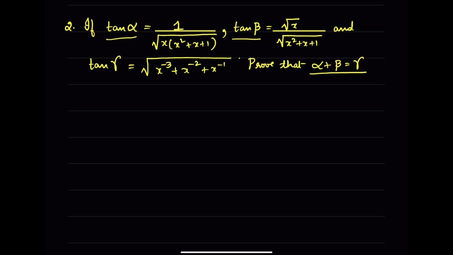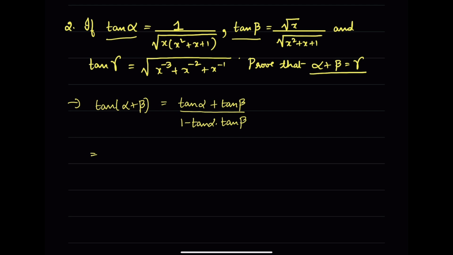Now, we have tan alpha and tan beta. We can use this information in the formula tan of alpha plus beta, which is equal to tan alpha plus tan beta divided by 1 minus tan alpha tan beta. So let's apply the values now.